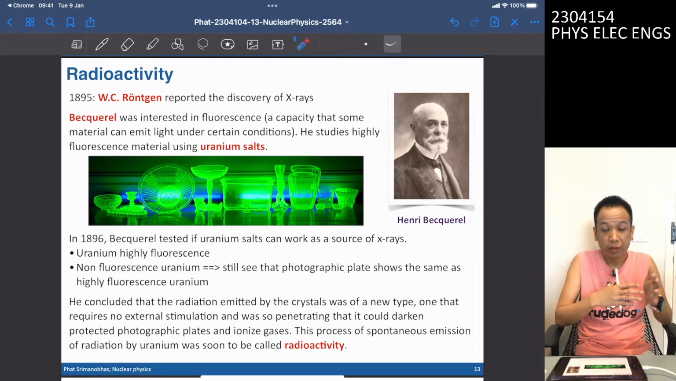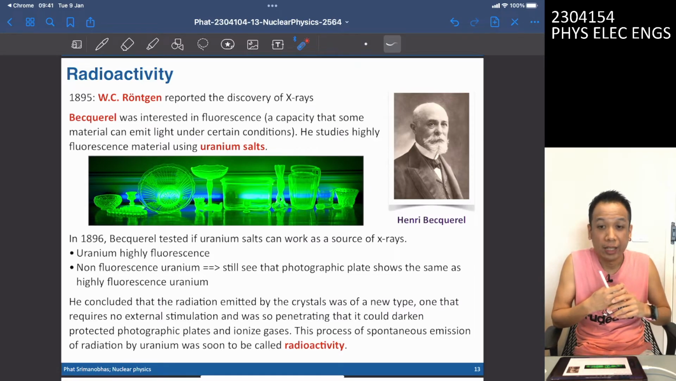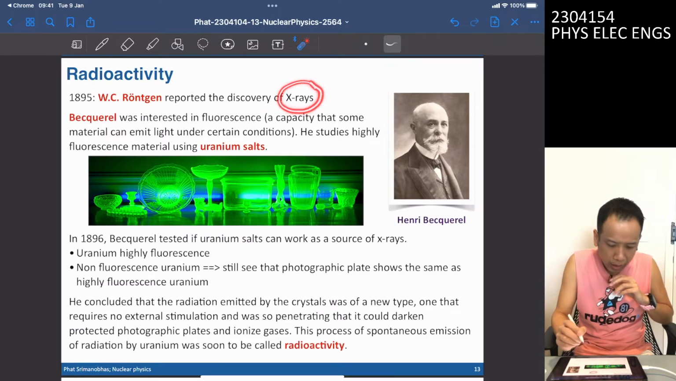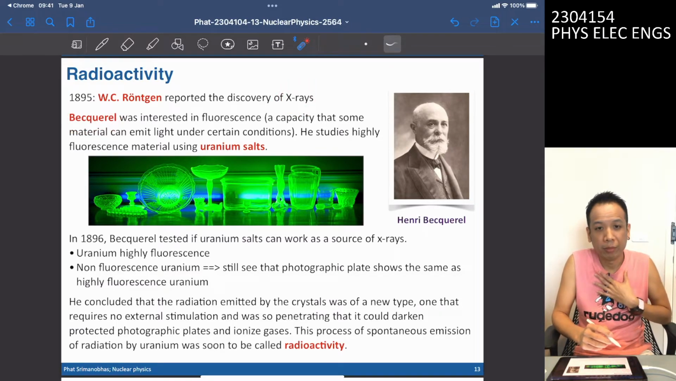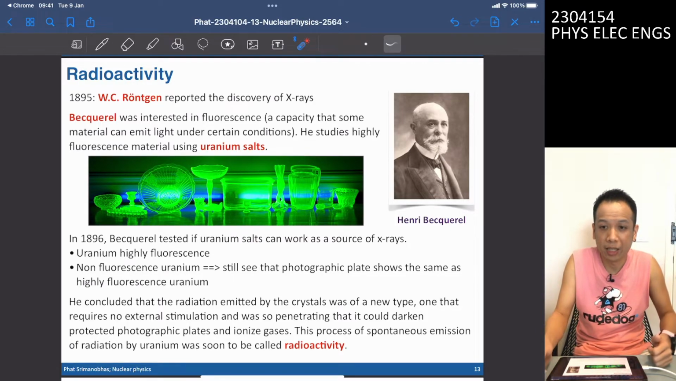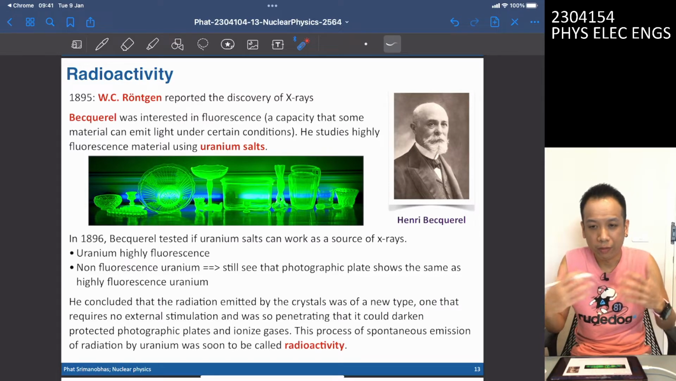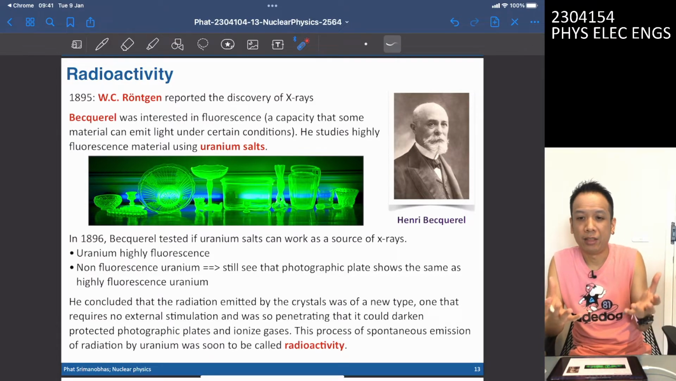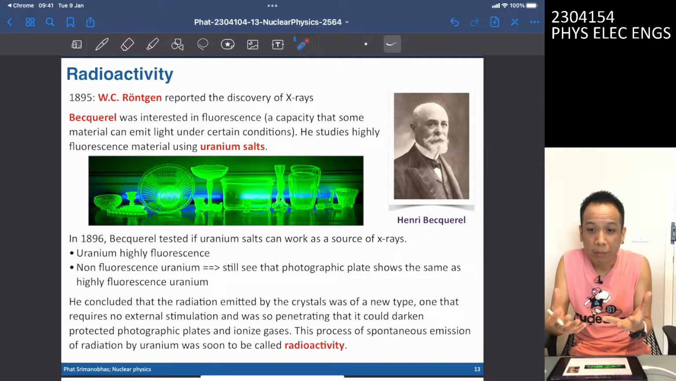So the study of radioactivity started in 1896, but by accident. In 1895, Röntgen discovered the X-ray. And at that time, Becquerel, who claimed himself an expert on fluorescence, which means a material that can emit light under certain conditions. So you have certain materials, and using some conditions, you can make them shine. That is what we call fluorescence.